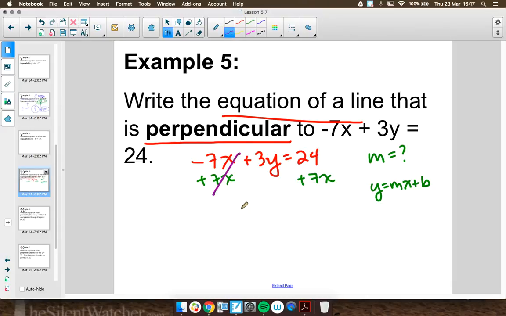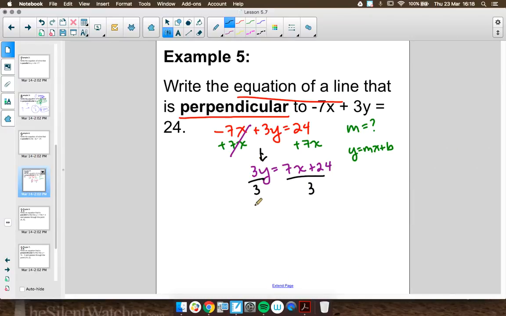So what I'll be left with is 3y, and that's going to be 7x plus 24. And then we need to isolate the y. So we're going to divide everything by 3. So our y is going to become 7/3 x plus 8.